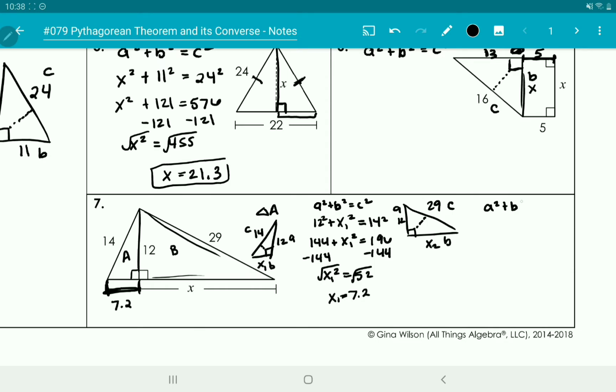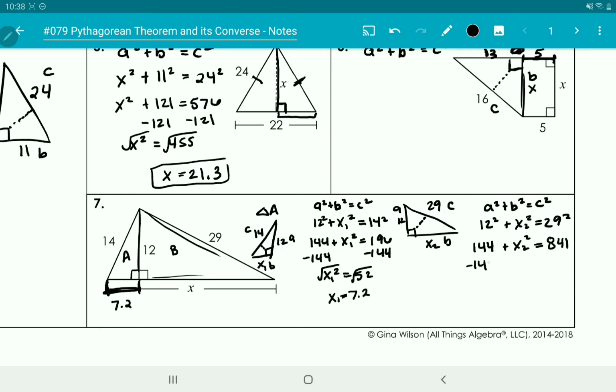And once again, a squared plus b squared equals c squared. Okay, so we've got a here is 12 squared, plus b we're not sure, so we'll use this x2 squared, and then c is 29. We keep the squared. Okay, so let's go and square these numbers. So 12 squared again is 144. We're not really sure about this one. We haven't solved for it yet. That's what we're solving for. And then 29 squared is 841.